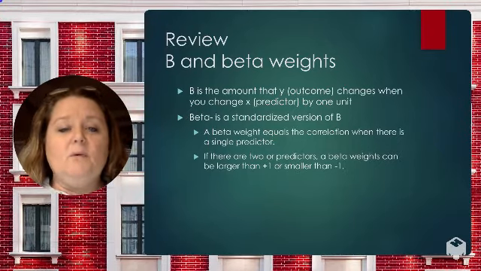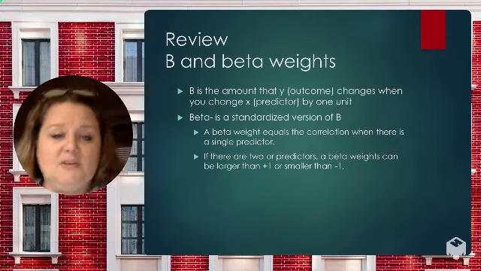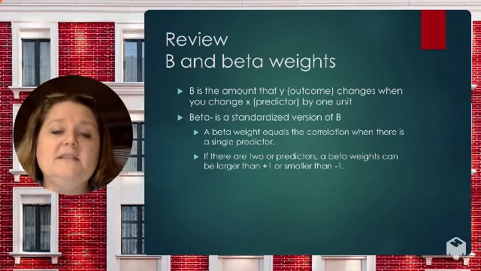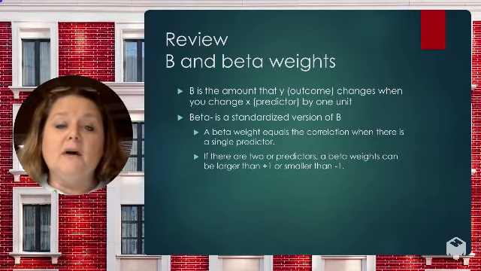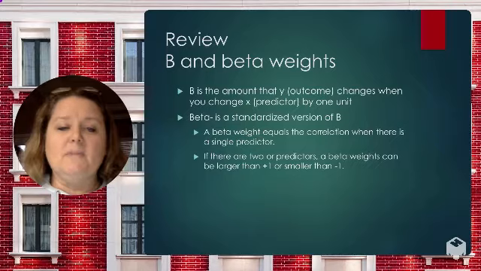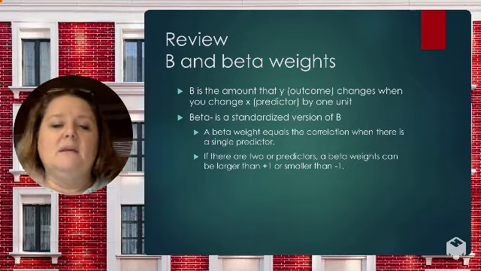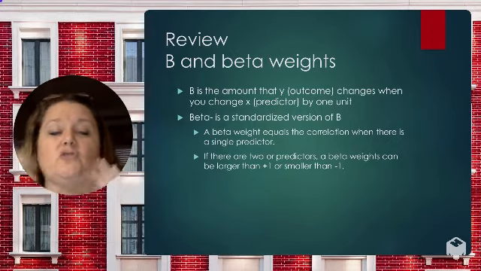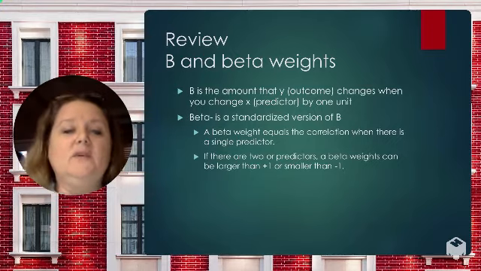However, because people wanted to be able to compare things to each other, they created something called a standardized version of B, which is called beta, or sometimes called beta weight. And this beta weight equals the correlation where there is a single predictor, meaning if there are 2 or more predictors, beta weights can be compared to each other, and you can see which one's stronger and which one's weaker, and you can even rank them.